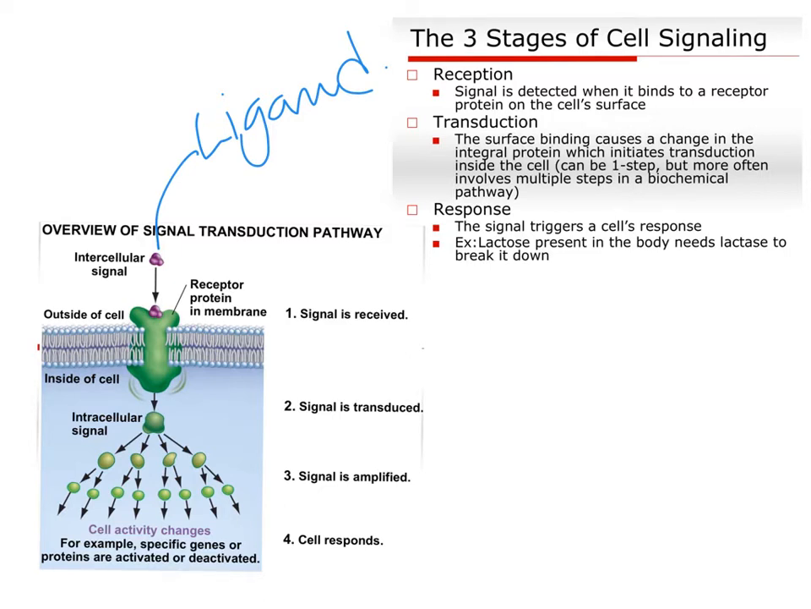So, for example, if you drink milk, lactose gets received. Lactose becomes the ligand. It's received by a receptor, and that's going to trigger a series of chemical reactions that, once you build up the last step in that chemical reaction, is going to trigger the cell to start producing the lactase enzyme so that all of this lactose that you've just introduced to your body can be broken down.